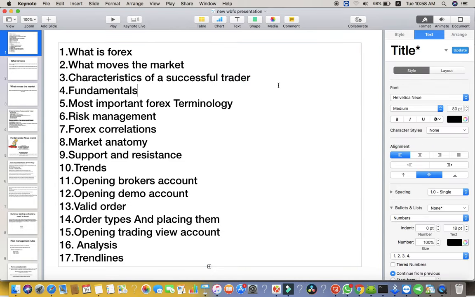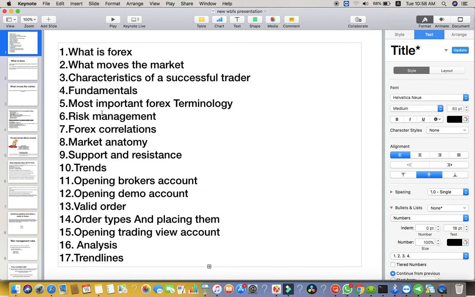Okay, so this is our course outline. This is what we'll be looking at in this coming week. We'll talk about what is forex. We'll talk about what moves the market, because if you are trading forex, you need to know those elements that cause the price to either move up or move down, right? So we'll talk about characteristics of a successful trader, fundamentals, most important forex terminologies, risk management.